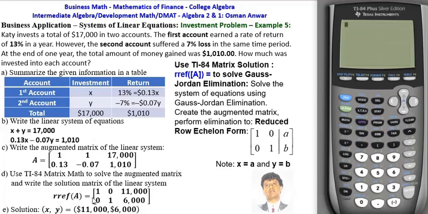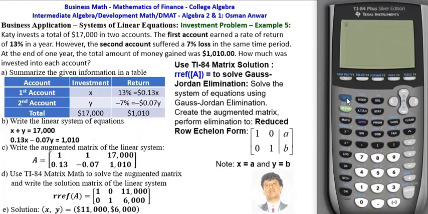So what that means is, in the first account, it was invested x, which is 11,000. In the second account, it was invested y, which is 6,000. If he adds 11,000 and 6,000, it gives you indeed 17,000. If he multiplies the 11,000 by 0.13 and multiplies the 6,000 by minus 0.07 and you add them, you will end up with 1,010. Okay?